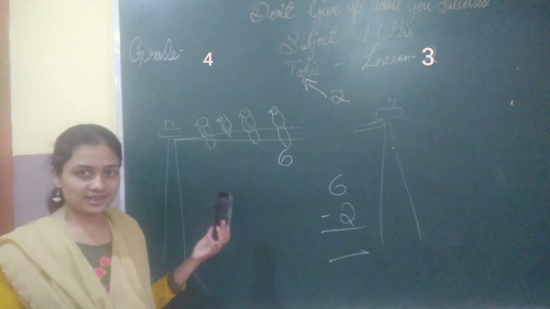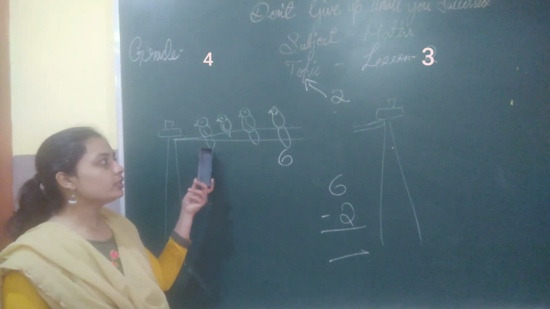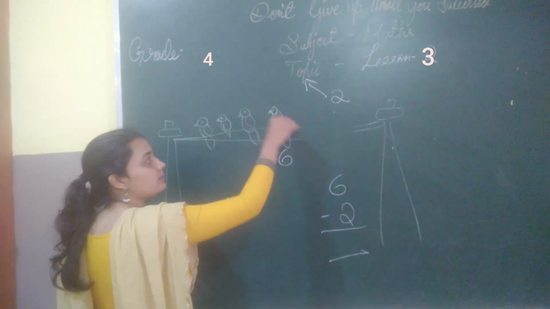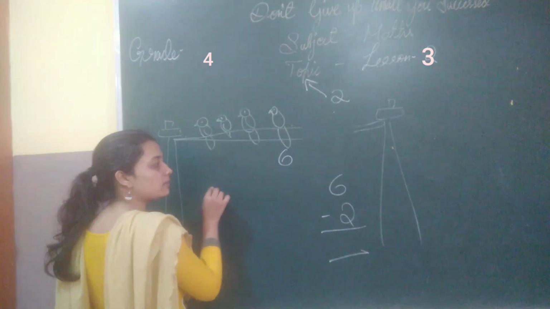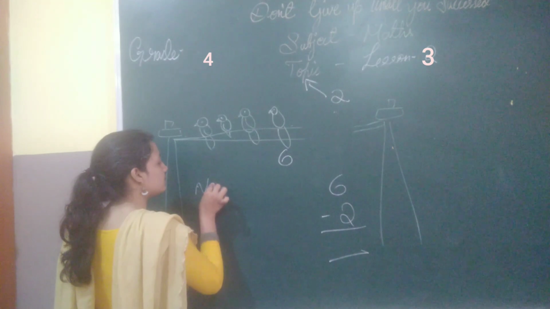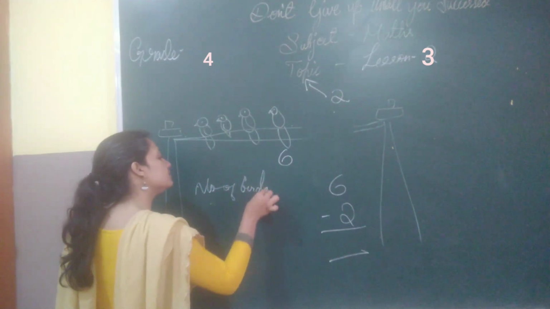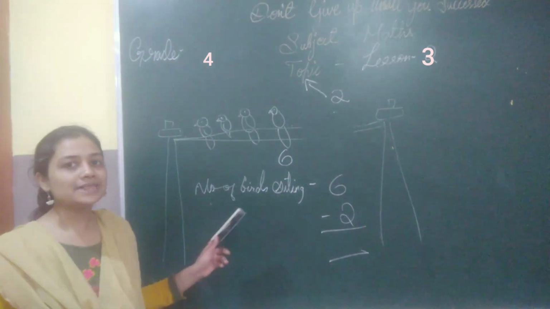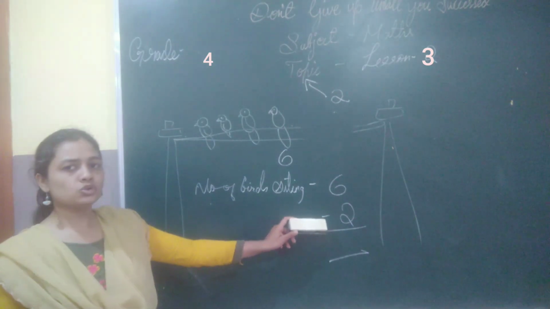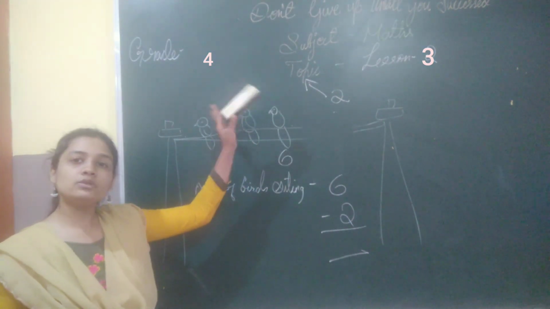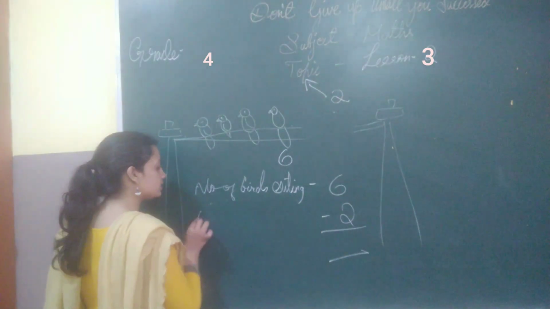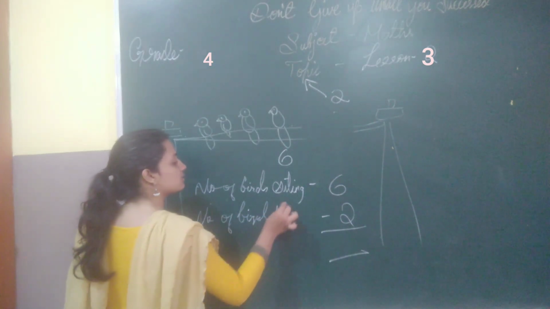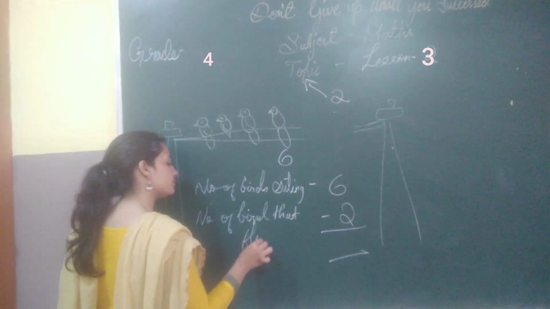Now can you guess the statement of it? What is the 6 representing? The number of birds sitting in the beginning. So you write number of birds sitting on the pole. Let us write it. Number of birds sitting. Next, what is this 2 telling? The 2 is telling how many birds flew away. So 2 is the number of birds that flew away.